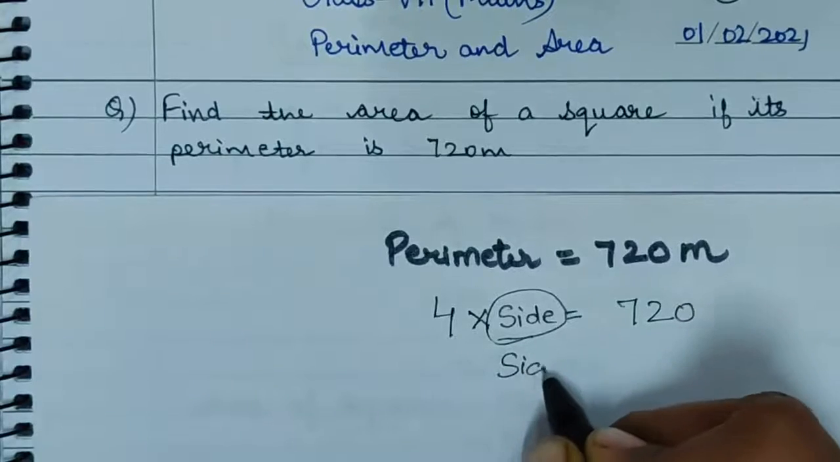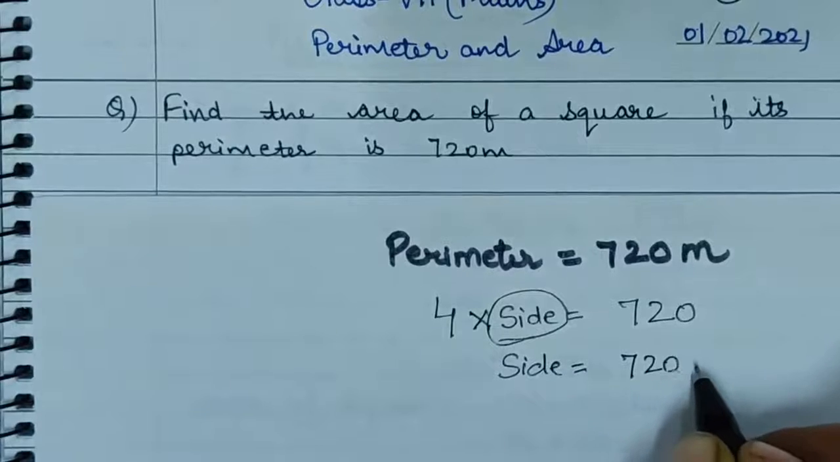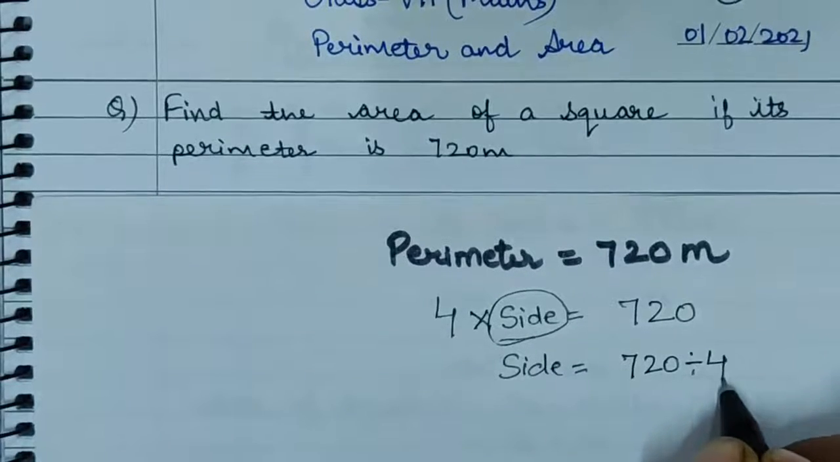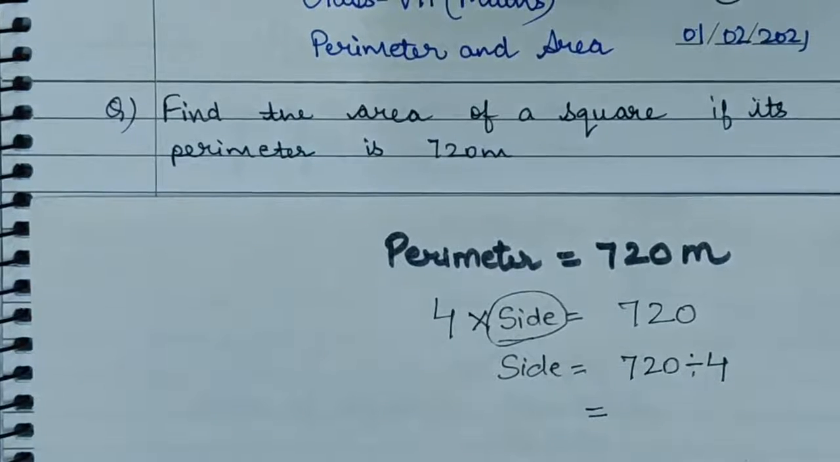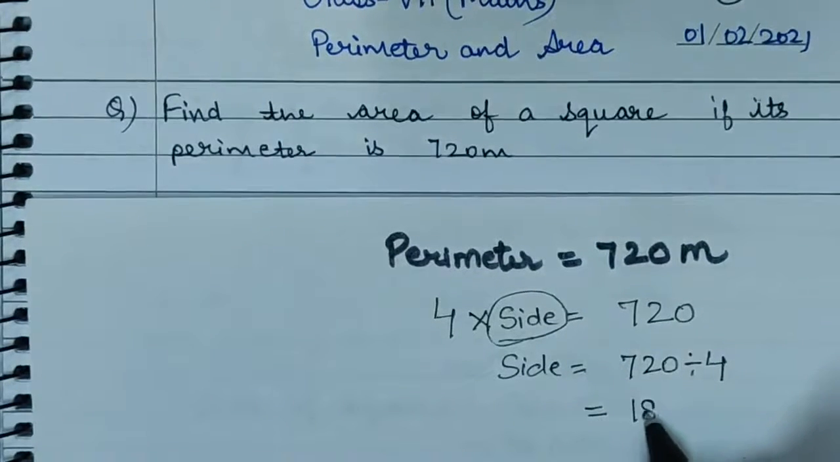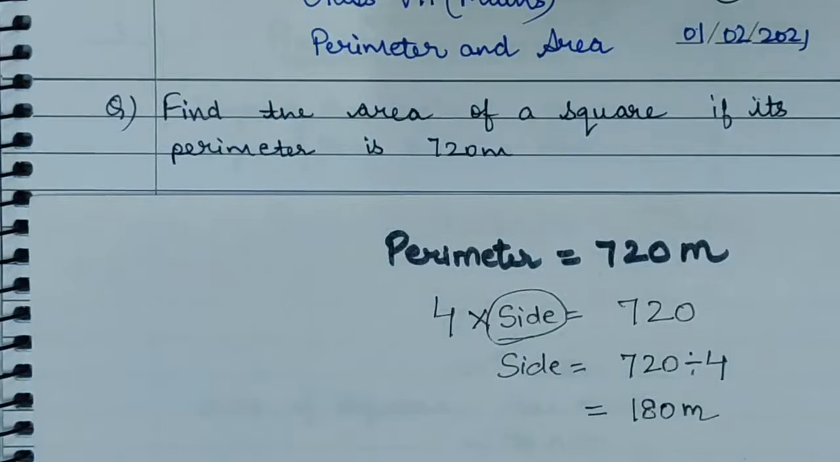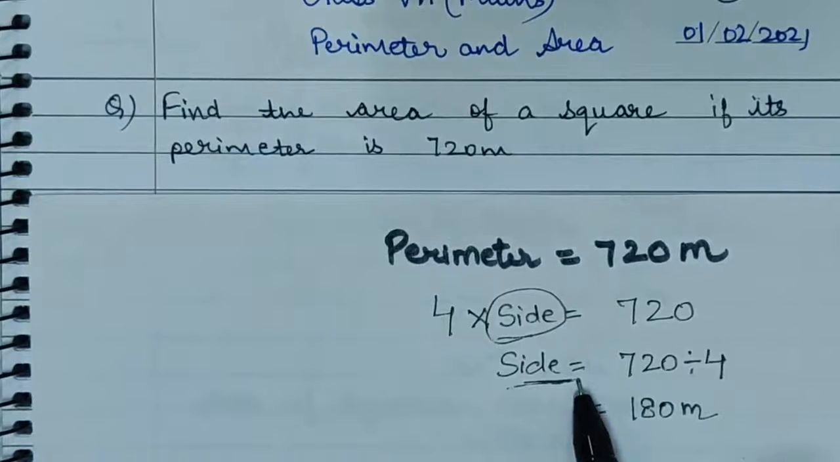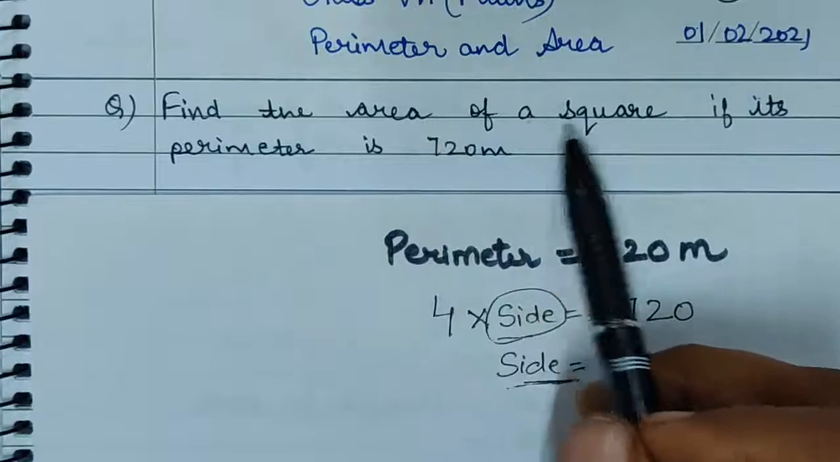Now what will be side? 4 will shift to that side and it will get divided. Fine. It gives us 180 meters. Now we got the side, and with the help of this side we will find the area of a square.